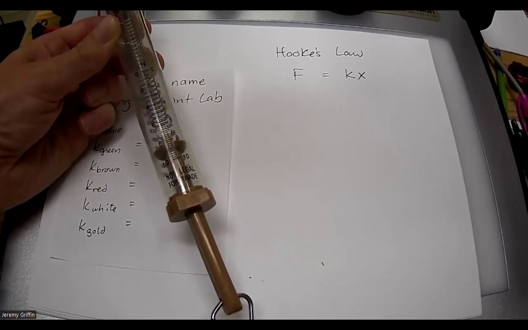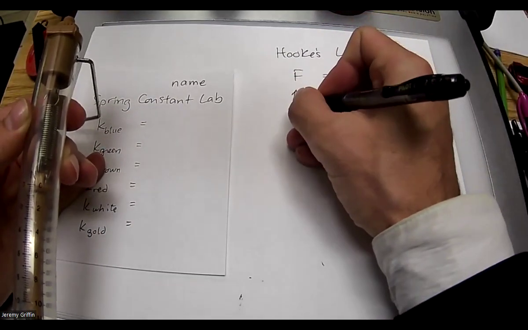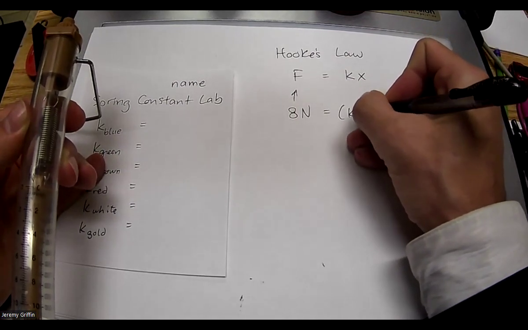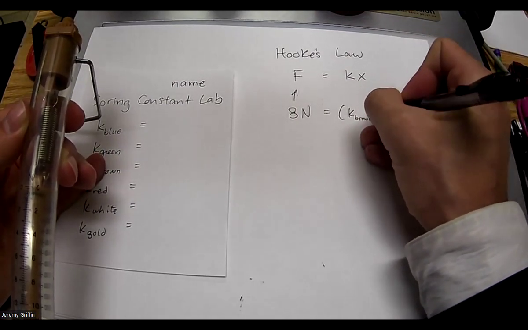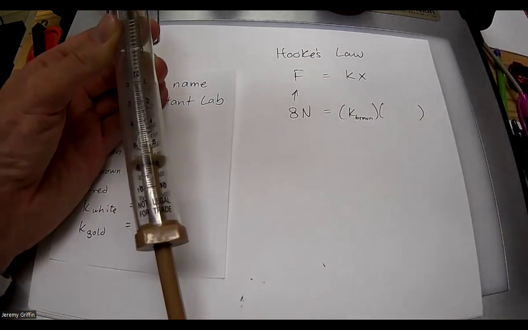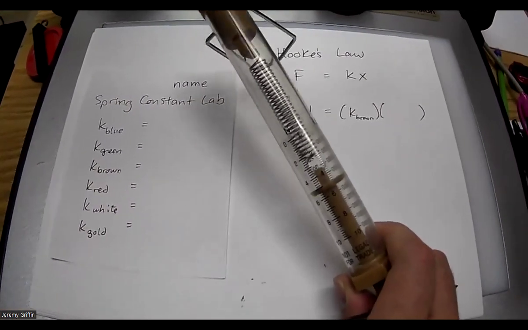I can go up to 10 newtons for the spring scale. That's okay too. I'm going to pick 8 newtons. Just pick a number. About 8 newtons force. Okay. I'm going to solve for what's the K for the brown scale. And there's some particular stretch distance that's associated with pulling 8 newtons. I wonder what that stretch distance is.